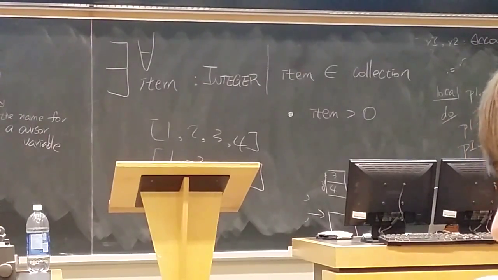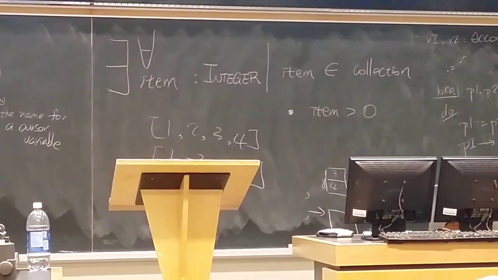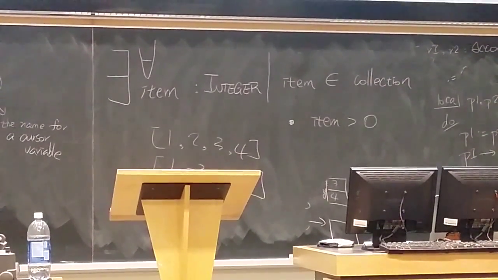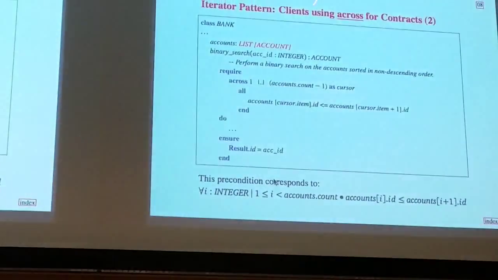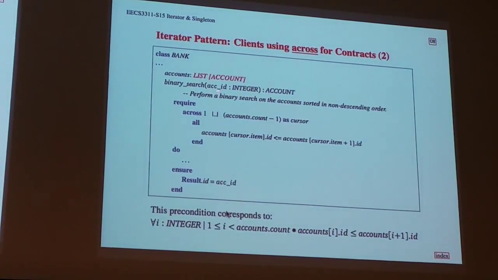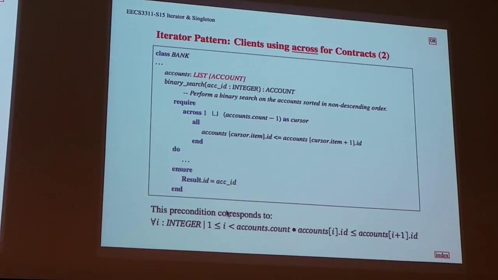Let's see another example. Okay? So let's say we have our bank class, and we have a list of accounts, and let's say we're trying to do a binary search in the accounts with a certain account ID. Let's say somehow the key of the tree is the account ID, which is unique. And because the precondition for doing a binary search is that the collection must be sorted already, right? The list is itself also iterable, so this is okay.